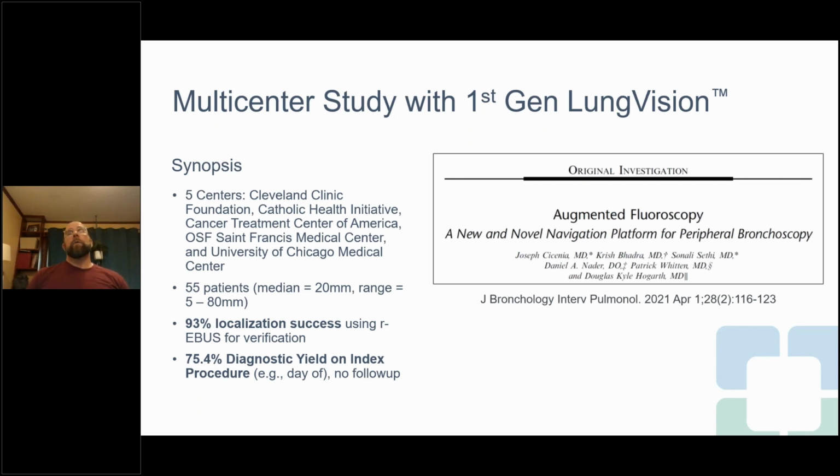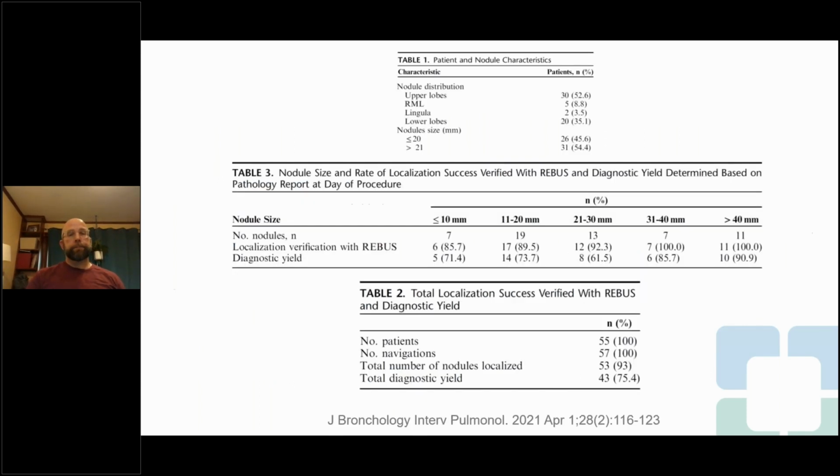But what they did was using radial EBUS as the confirmation of did I get where I wanted to be, 93% of the time they had localization success. Now, the index day of procedure answer, so this is a rapid on-site while you're in the room getting an answer, was over 75%. Again, this is quite good, and we didn't follow these patients up long-term. This is mostly to get an answer, get some publication out there, talk about this technology.